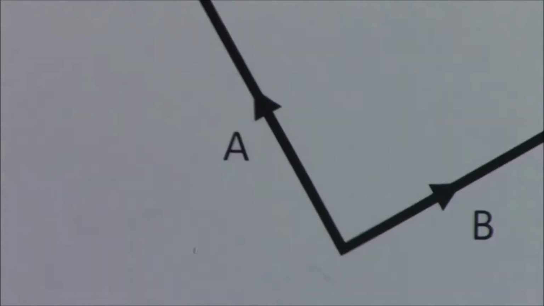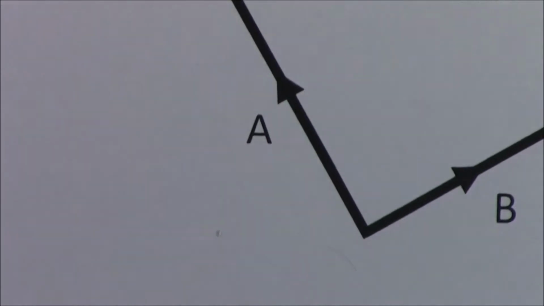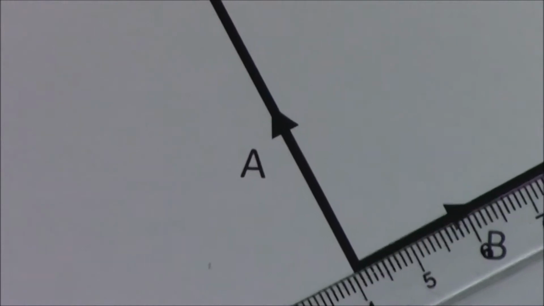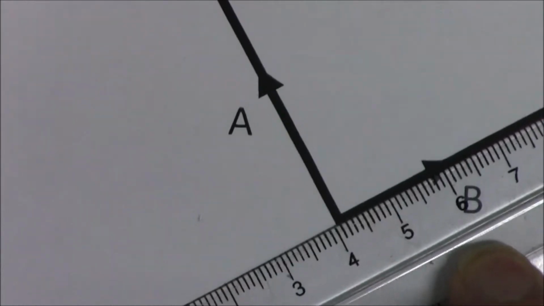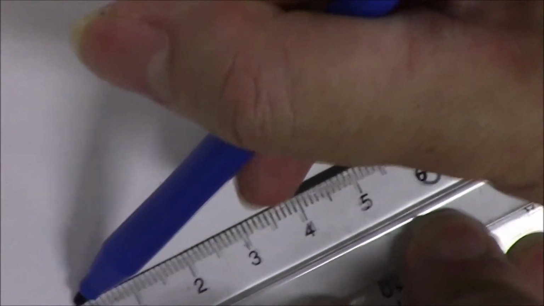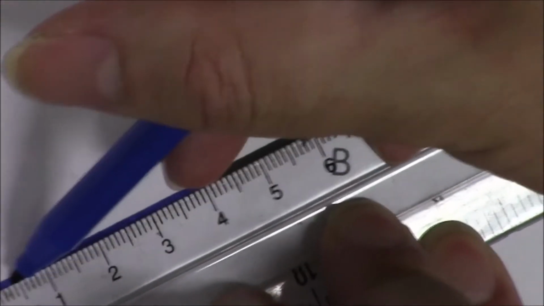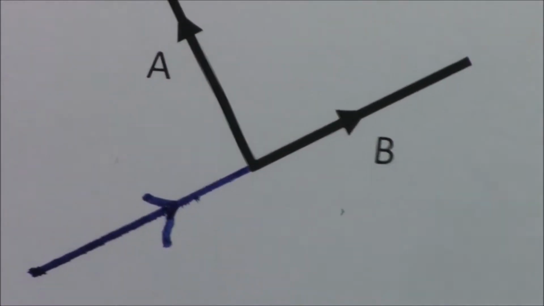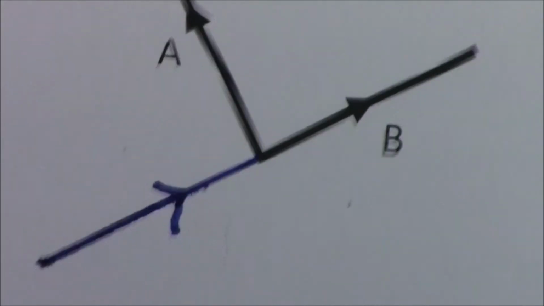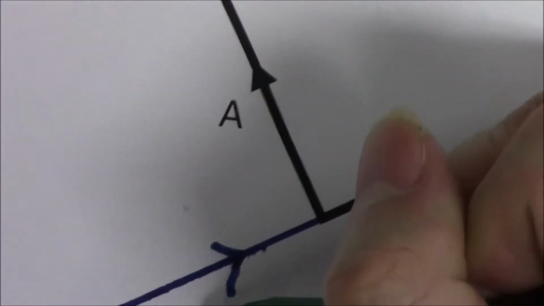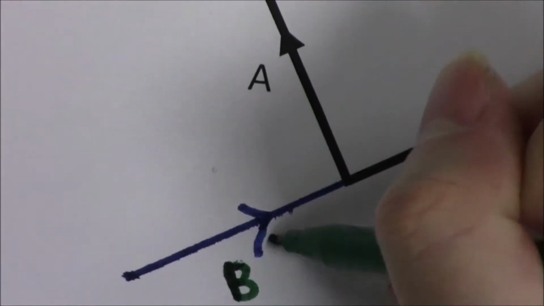Alternatively, we can also shift vector B. First we have to measure vector B, and it happened to be 4 cm. So we will extend vector B by another 4 cm as shown here. The arrow must be in the same direction as vector B. So we will call this shifted vector B prime.